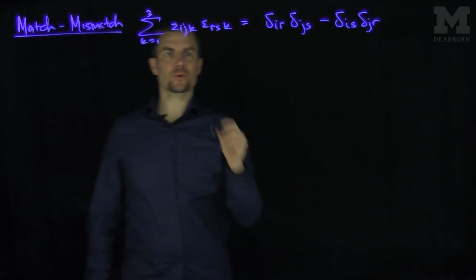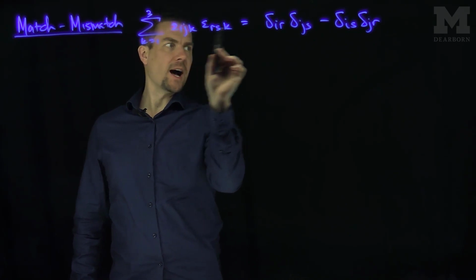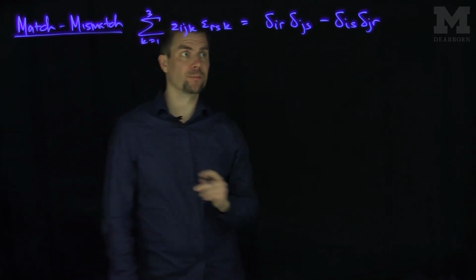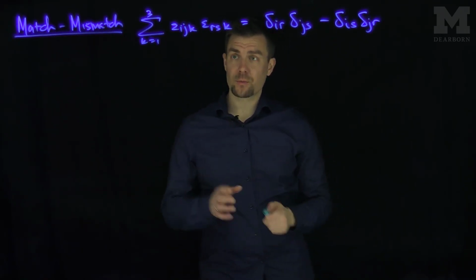So this is the match. In other words, what you do is you match the first entries, the I and the R, and the J and the S, and then you mismatch the I and the S and the J and the R. Match-mismatch. Now, to prove this match-mismatch identity, which is very, very useful in vector identities, remember we're summing over k.